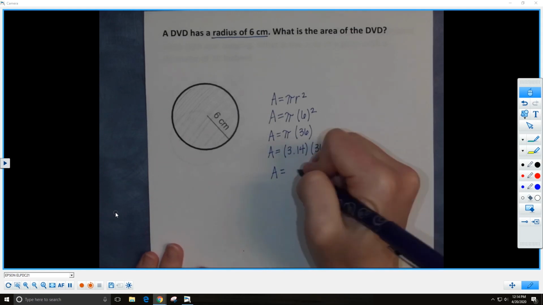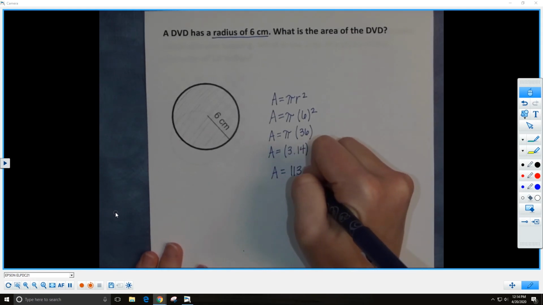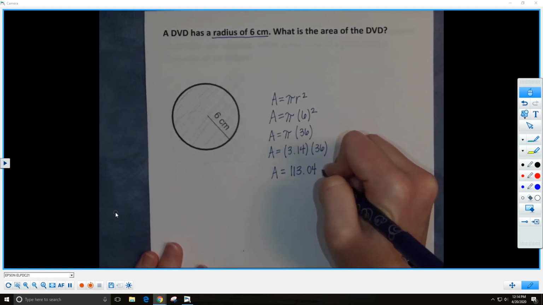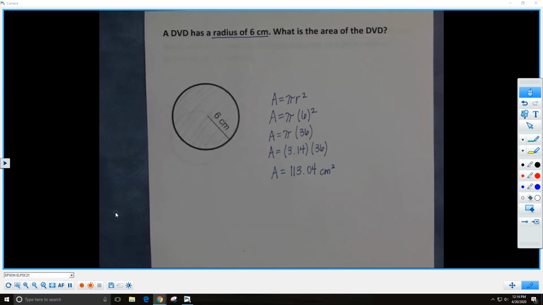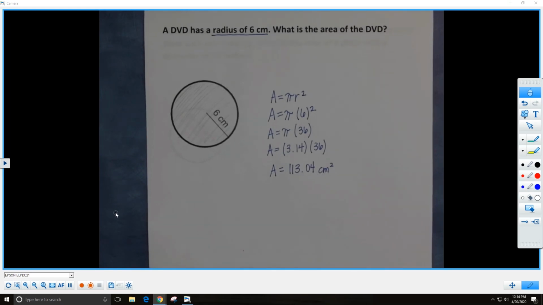Okay, did you get 113.04? Okay, so what's that mean? Right, it means that the area of the DVD is 113.04 square centimeters. Good work. Let's do another one.